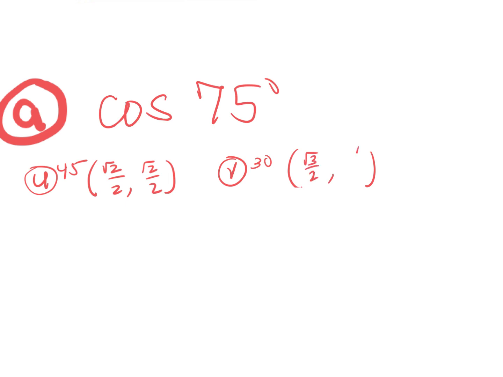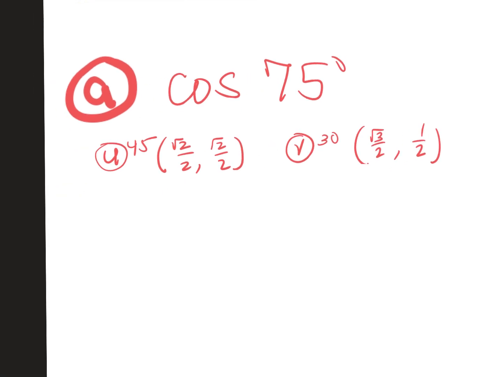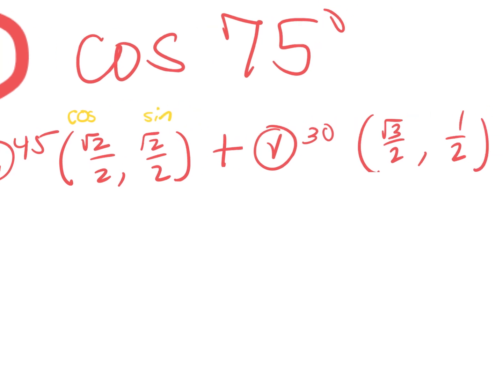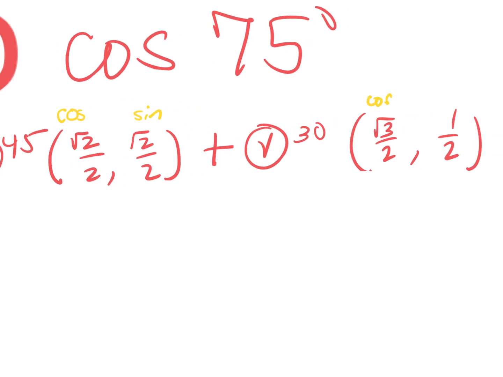Square root of 3 over 2 and 1/2. Okay. Anybody have any questions? And what are we doing to these two angles in order to get 75? We're adding them, okay. The last thing I think is a really good idea is in your ordered pair to go ahead and say which one's the sine, which one's the cosine. So do you guys agree with me that the first, your x value, is your cosine, the y value is the sine? So this is cosine, and this is sine.